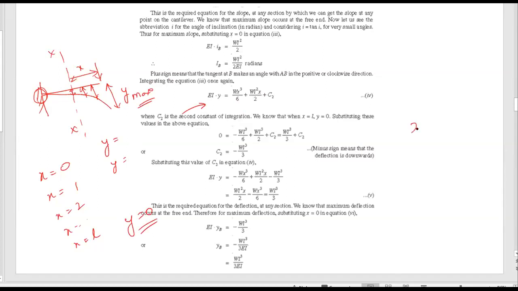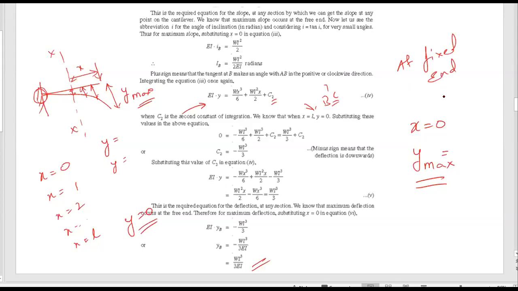Therefore, x is equal to 0. At x is equal to 0, the y becomes y max. Therefore, substituting x is equal to 0 in my standard equation, I can find the y max. So here C2 is a constant again. C2 can be found by applying the boundary conditions, that is at the fixed end.